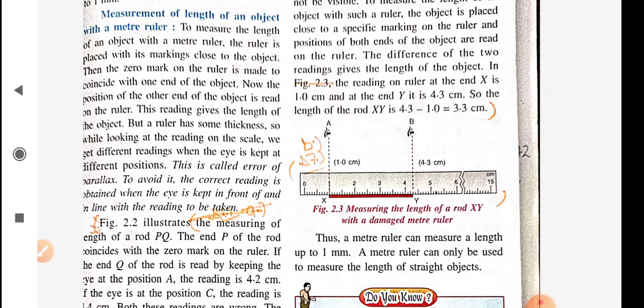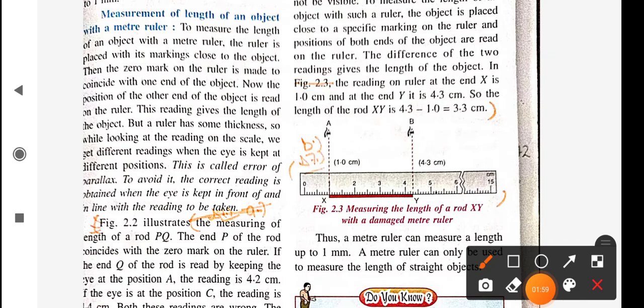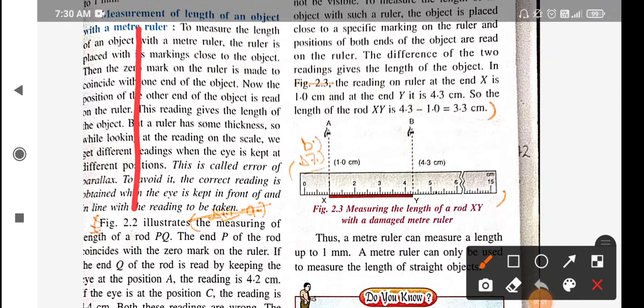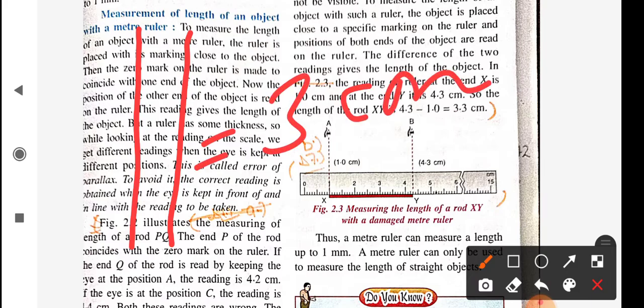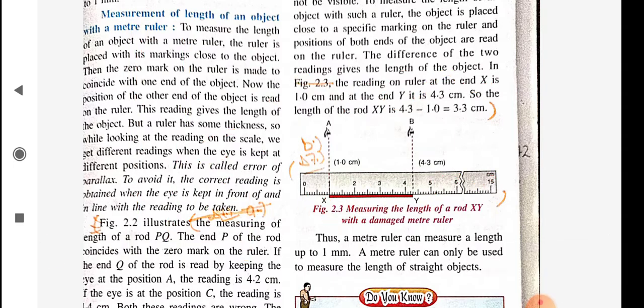While looking at the reading on the scale, we get different readings when the eye is kept at different positions. This is called error of parallax. To avoid it, the correct reading is obtained when the eye is kept in front of and in line with the reading to be taken. Like here is a line, so we measure the length of this line. We put our meter ruler here and measure the length, like 3 centimeter, 4 inch.